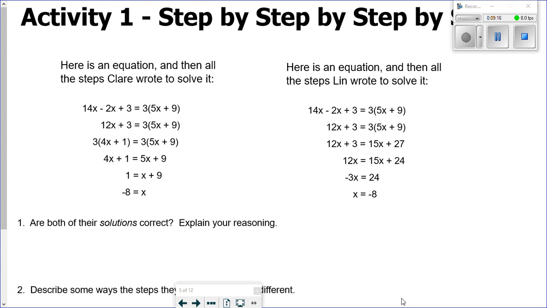Please pause the video at this time, analyze both of their work, and determine who you believe is correct, and answer questions 1 and 2 at the bottom of page 17. When you are done analyzing their work and answering questions 1 and 2, go ahead and resume the video and check your work with mine. Go ahead and pause now.